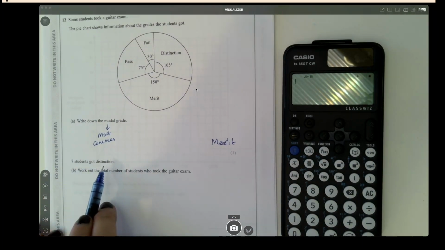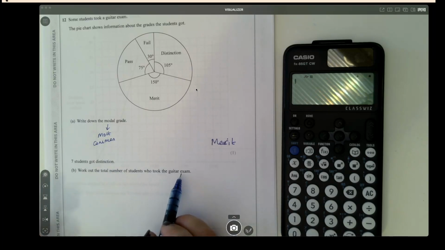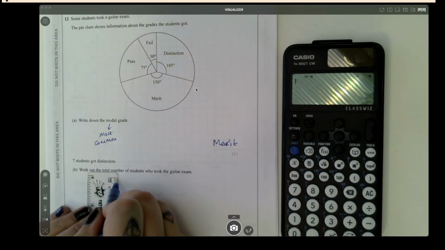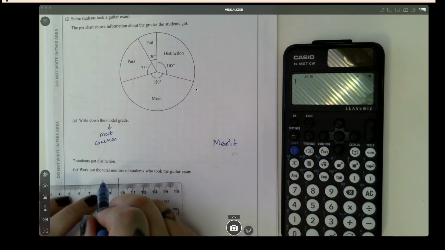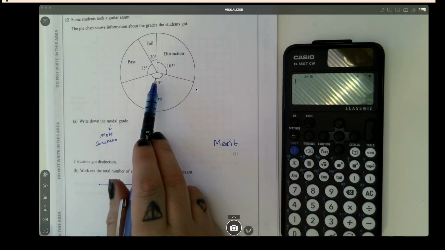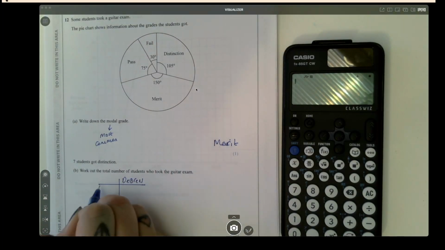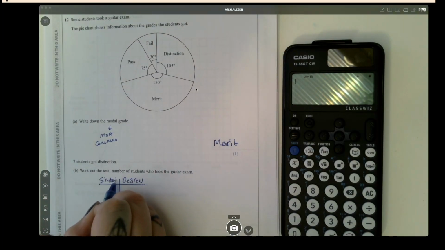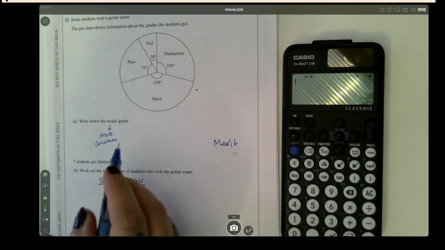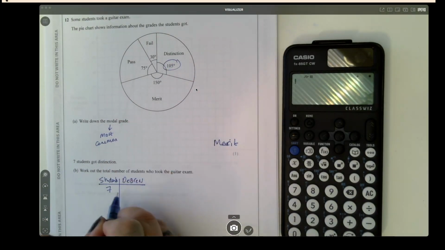7 students got a distinction. Part B, work out the total number of students who took the guitar exam. So we're going to work with degrees here. So we've got degrees and then students. So 7 students got a distinction. So those 7 students are worth 105 degrees.